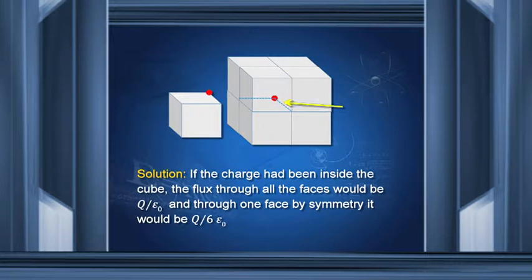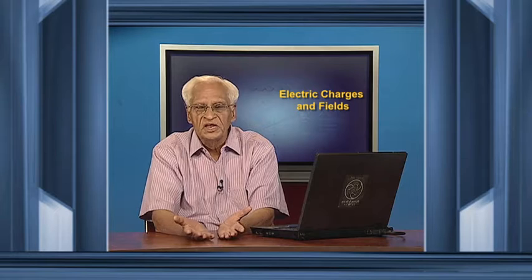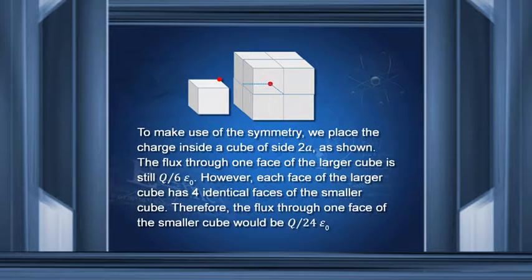You see, I have shown this dotted surface of the earlier cube and the charge is here, and now the charge is inside. Therefore, the flux through all the sides of the cube would be equal to q by 6, because there are 6 surfaces all equal in area. But now one surface is equal to 4 times the surface of the original cube. Therefore, the total flux through this side is 1/4 of q by 6. So, it is q by 24.